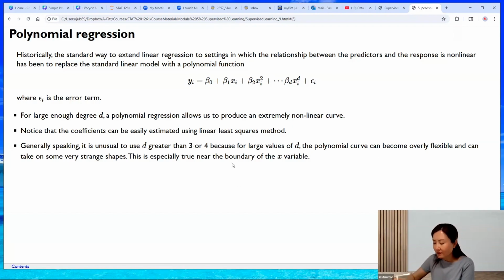Because if d is too big, then the polynomial curve can be overly flexible, right? And the shape of the curve may be very strange. Overly flexible is not recommended.